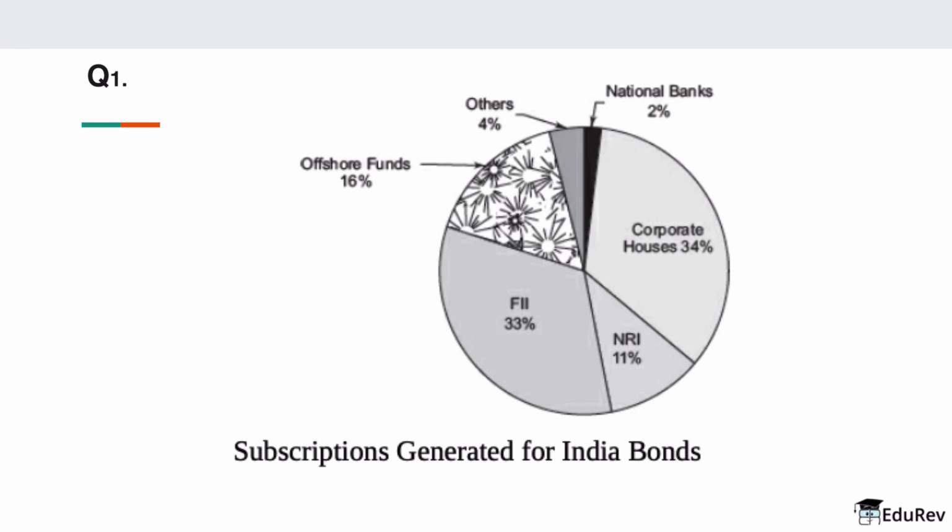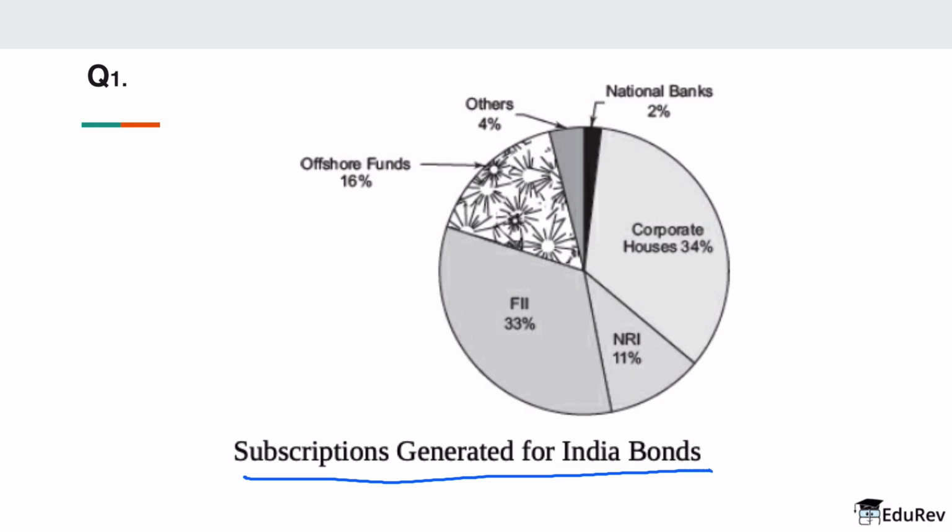This is a question. It says subscriptions generated for India bonds. This is basically a graph which shows the subscriptions generated by the India bond. First of all, I want you to take a pen or pencil, whatever you have with you, and just draw it. Very simple, no fancy diagrams, because we are not in art class, we are in mathematics class.